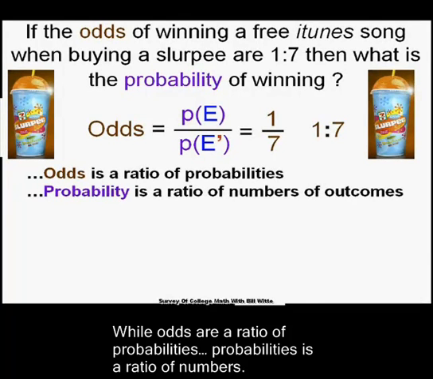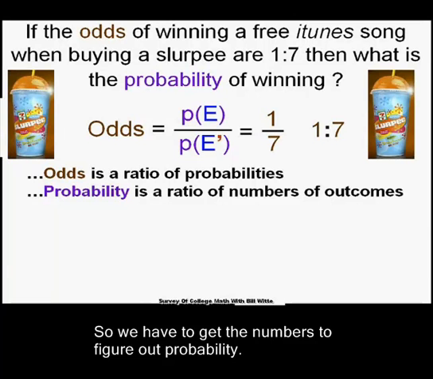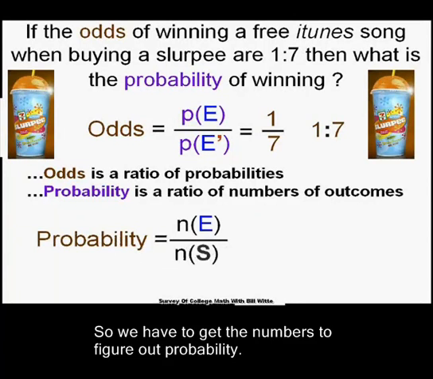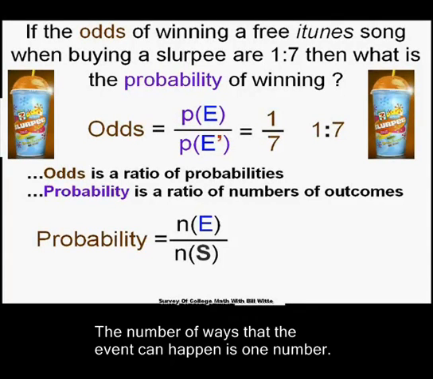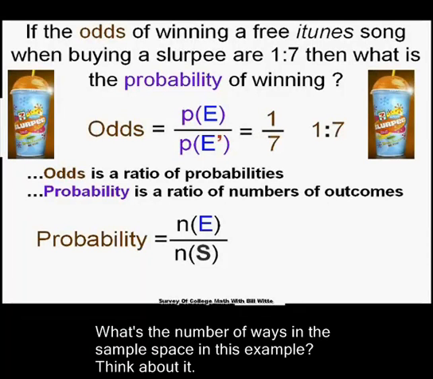Now, odds is a ratio of probabilities. Probability is a ratio of numbers. So we have to get the numbers to figure out probability. The number of ways that the event can happen is one way. What's the number of ways in the sample space in this example? Think about it.